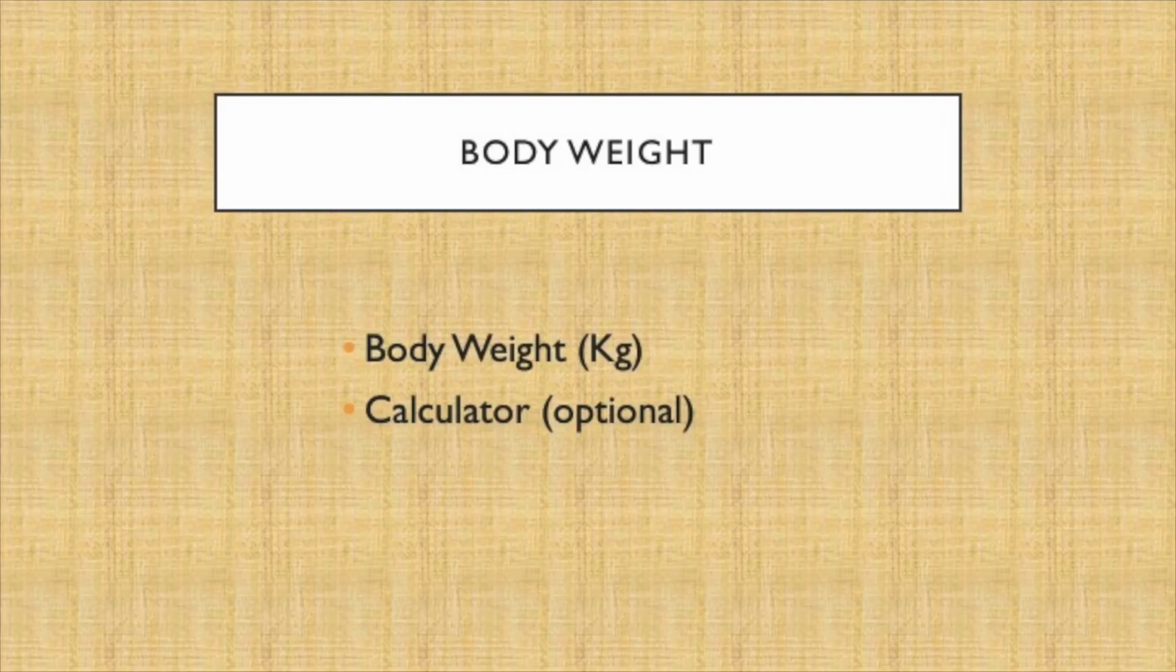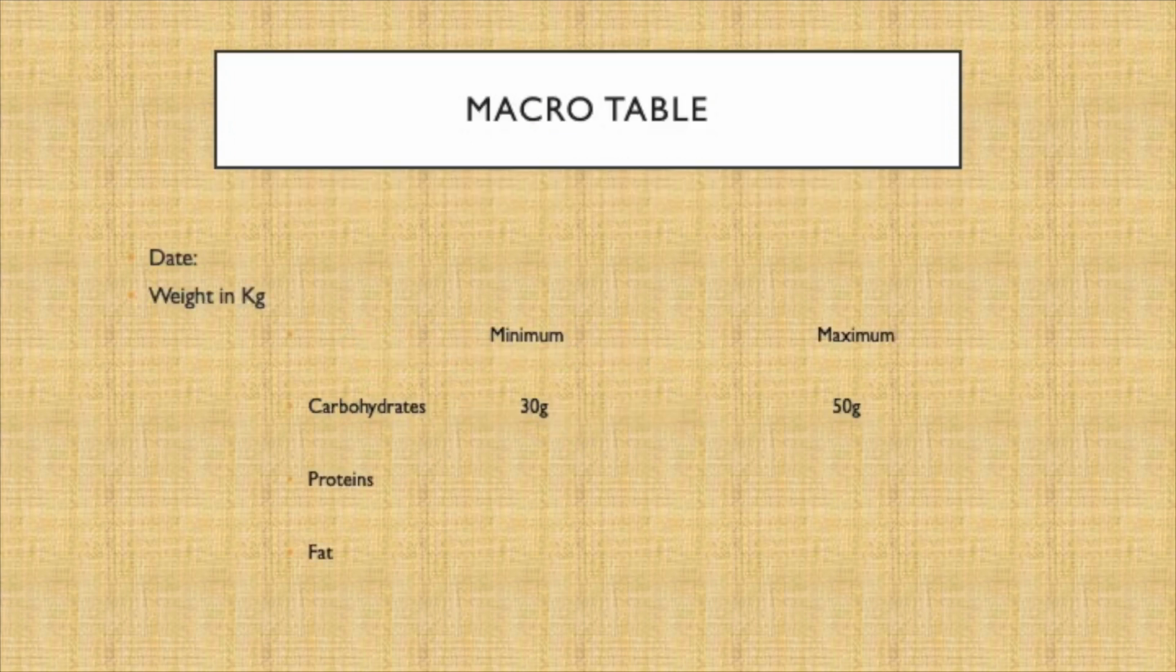For this you will need your weight in kilograms and optionally a calculator. I would recommend to begin with working within a range for each macro, that is an upper and a lower threshold, and that way you will begin to see a trend towards how satiated you feel after a meal. So here is a table that I like to use.